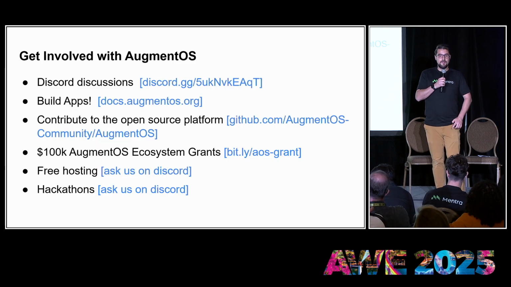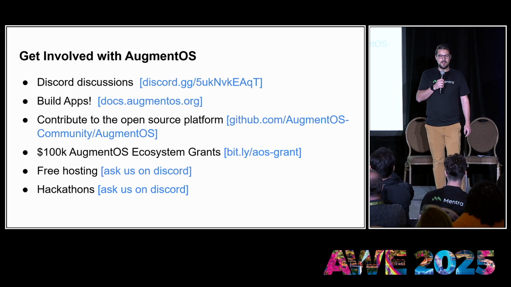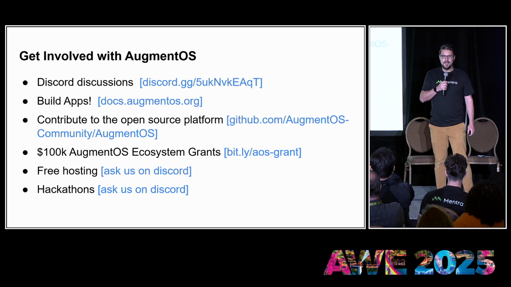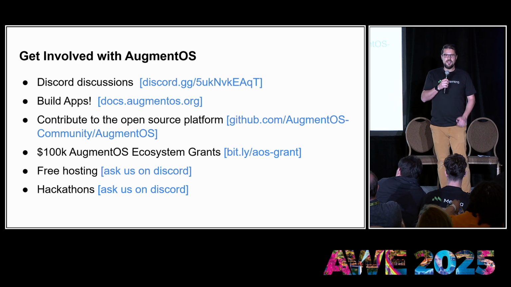And today, we're going to add fuel to that fire by launching our new $100,000 AugmentOS ecosystem grant. So if you're a developer and you want to build something cool on AugmentOS, we are providing lots of small grants to make it really easy for you to buy hardware, for you to get hosting, or anything else you need in order to build your app. It's super easy to sign up. Just check out our website or check out the link right there. It's a very short form, and we'll get you started.